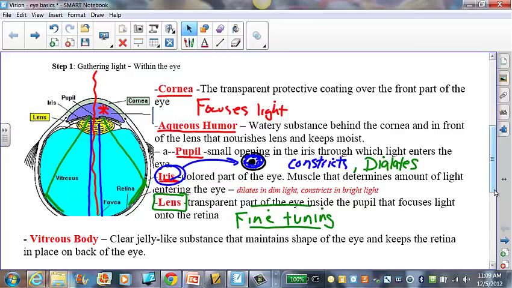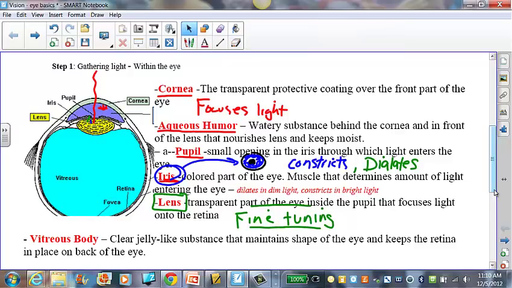And it's pliable, so when we're relaxed and looking in the distance, the lens is long and tall and thin. And when we are focusing on objects close up, there are muscles that make the lens shorter and fatter. So looking off in the distance, our lens is relaxed, and when we are focusing on something nearby, our lens is short and fat. So next, I'm going to erase a little bit of this information here.